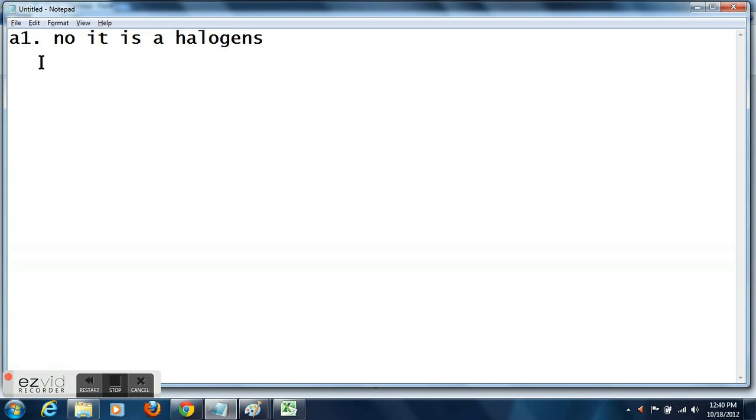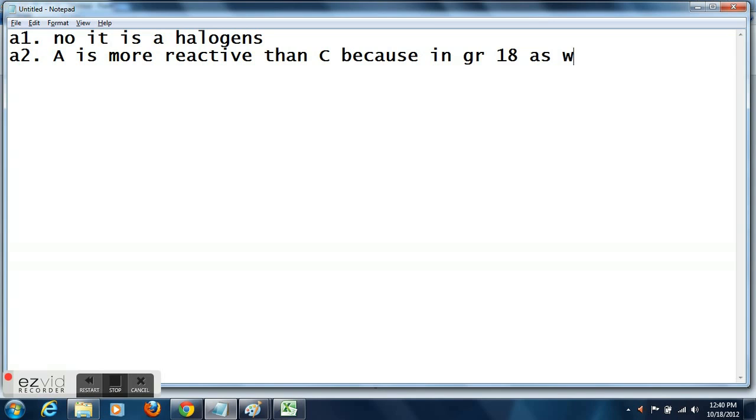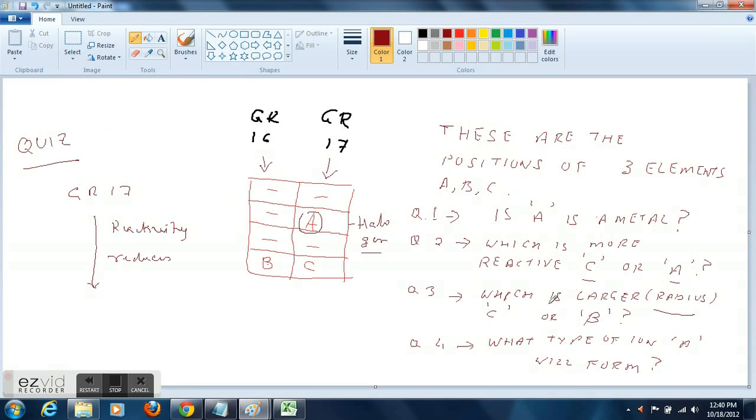So answer to question number 2 will be: A is more reactive than C because it is in group 17. Actually it should be 17. As we go down the group, reactivity reduces. So in group 17, as we go down the group, reactivity reduces.